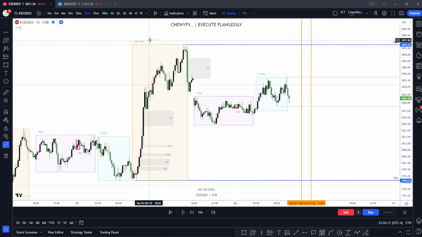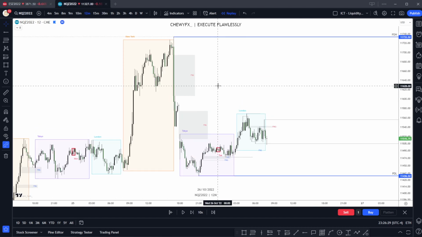Now, we want to ensure that both pairs are aligned with biases. If they are not aligned, I'm not interested in trading for the day, simply because it either means an indecisive market, and it's just not something I'm looking to trade in.